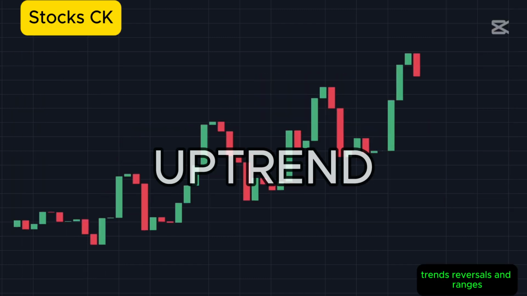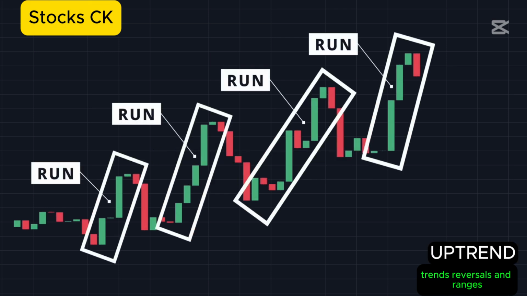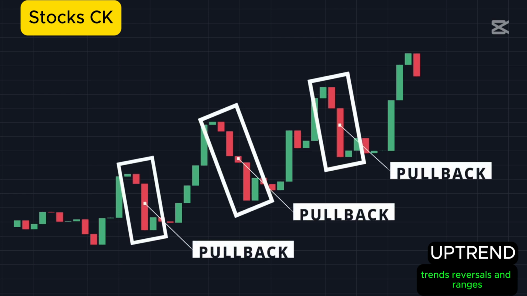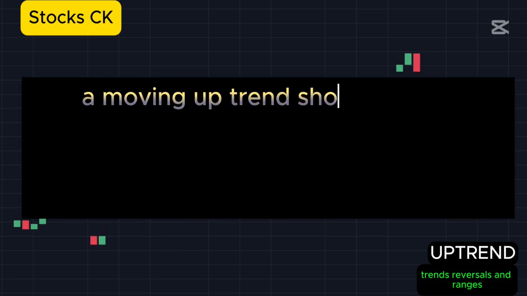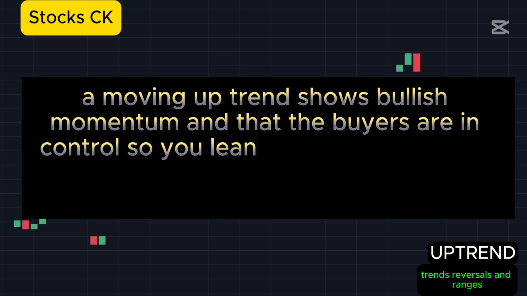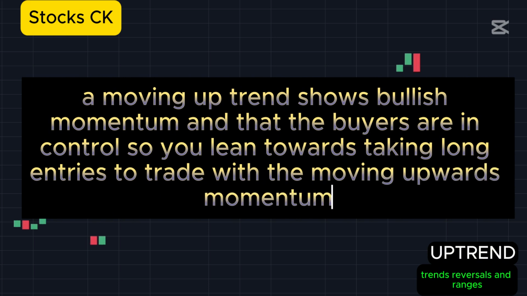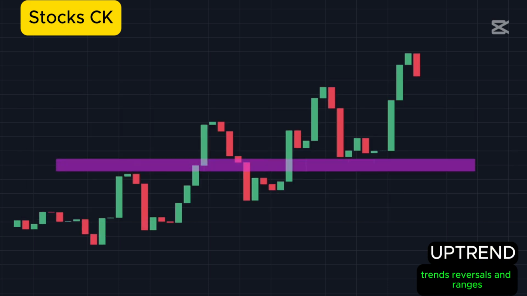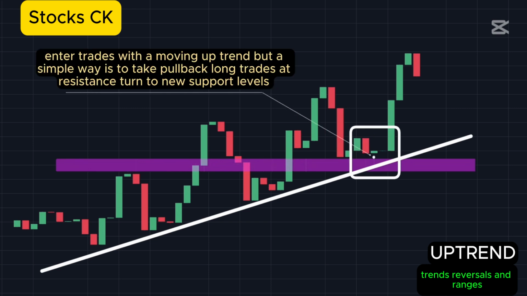Trends, reversals and ranges. So here are the traits of identifying an uptrend. You have your runs here, and your pullbacks here, which means an uptrend makes higher highs and higher lows. From a price action standpoint, a moving uptrend shows bullish momentum and that the buyers are in control, so you lean towards taking long entries to trade with the moving upwards herd momentum. There are many ways to enter trades with a moving uptrend, but a simple way is to take pullback long trades at resistance turned new support levels.